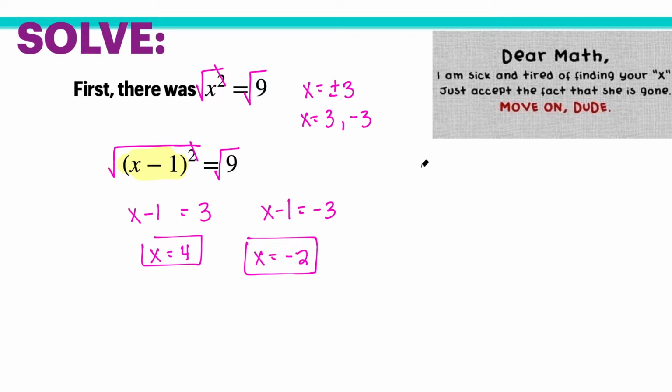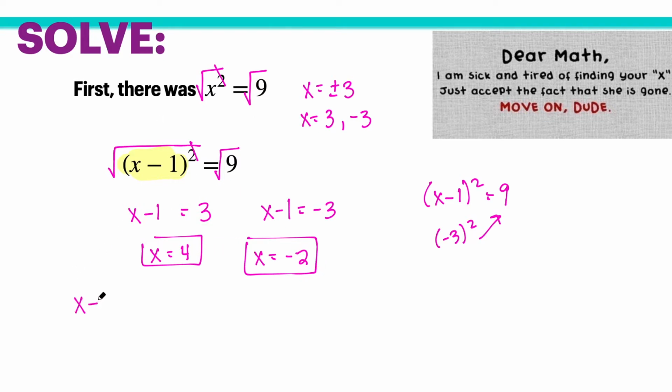And just to show that it does work, if you were to plug 4 in, 4 minus 1 is 3. 3 squared does give you 9. If I plug in negative 2, negative 2 minus 1 is negative 3. But the moment you take a negative 3 and you square it, you still get a positive 9. And that is why two different answers work.